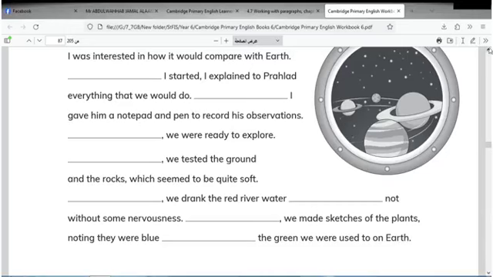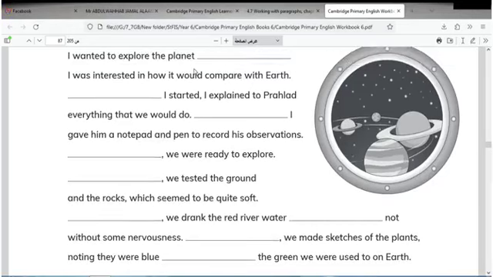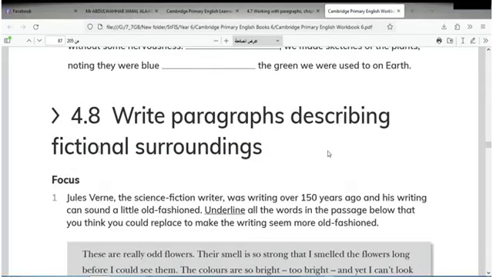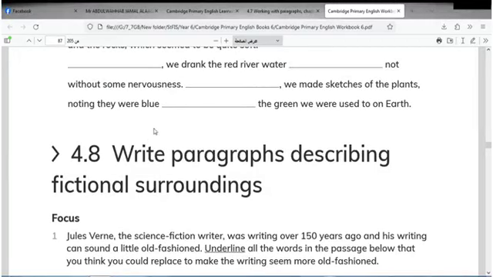And by doing this, we are reaching the end of our session today. Inshallah, next session will be 4.8. Write paragraphs describing fictional surroundings. Okay, we will have a new text.